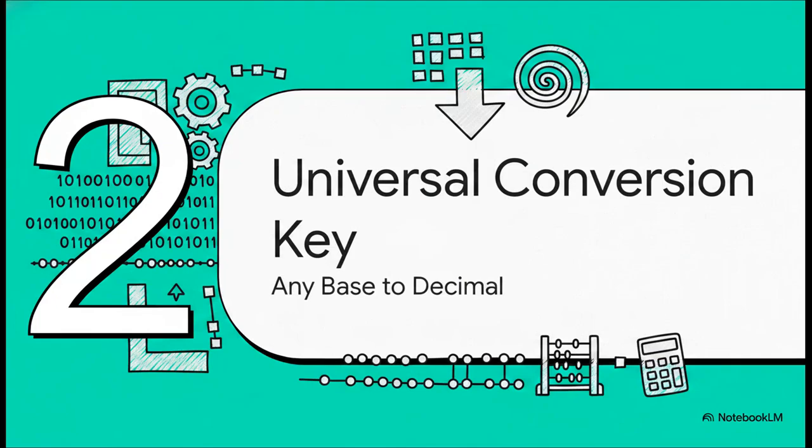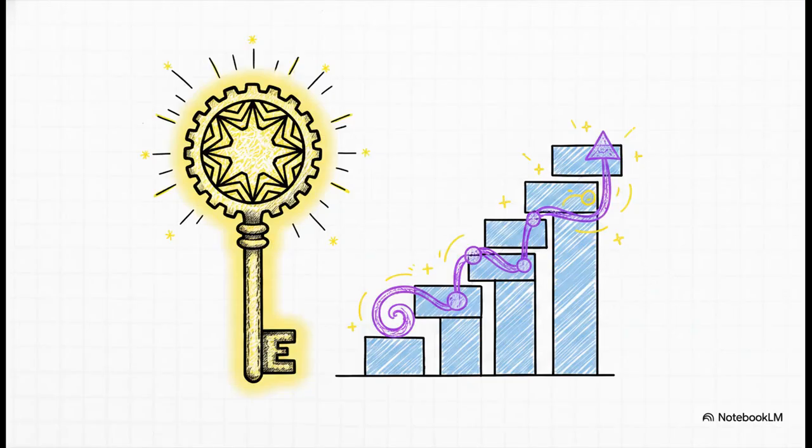Moving right along to section 2. The universal conversion key, any base to decimal. So now that we know what these different bases are, how do we actually translate this completely foreign machine logic back into the decimal math we know and love? We do it using this formula. Now, I know it sounds a bit technical, but I like to call it the universal key because it can literally unlock and convert any number base back to decimal.